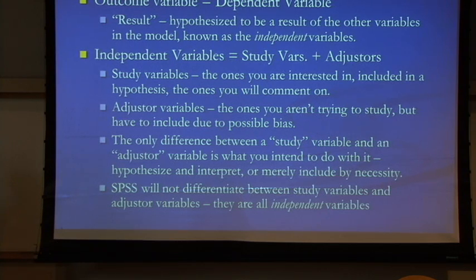Again, study variables, those are the ones you're trying to study. Those are the ones you're interested in and you'll make inferences about. Adjusters are there just to remove potential bias, and we don't comment on them other than to say our analyses were adjusted for them. We will include them in Table 1 where we describe the sample, because that's still part of describing the group. So the only difference between a study variable and an adjusted variable is what you do in interpretation, how you handle it in communicating the results, right? You communicate the results for a study variable, for an adjuster, you don't, right?